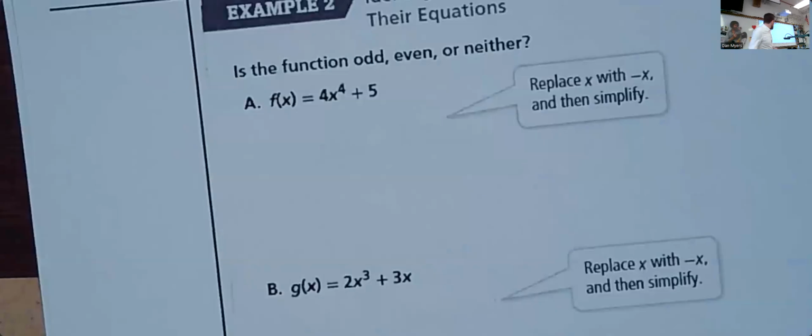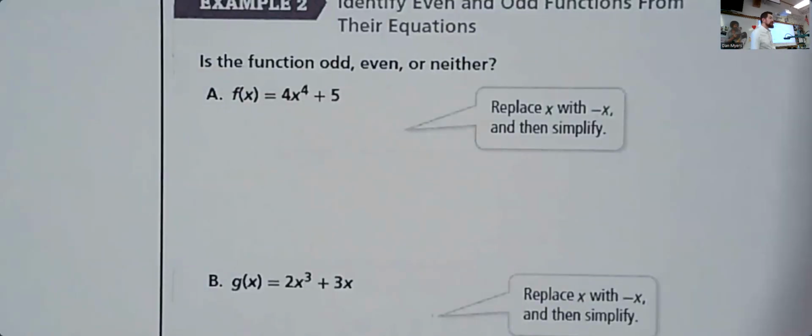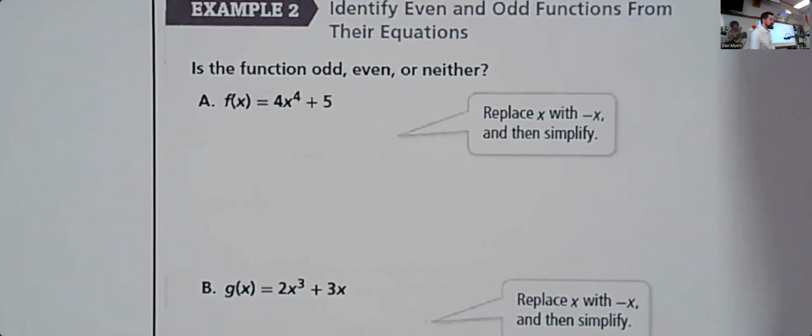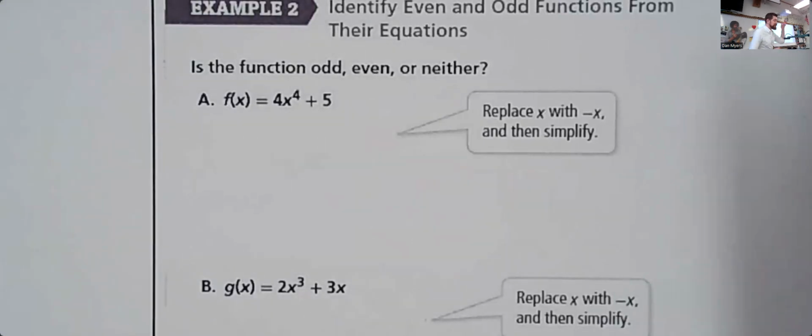Now, what happens if we don't have a visual? How could we figure out if we have an even or an odd function if we are not provided with the graph to look at? We could graph it on our calculator if we wanted to, but there's also a way to do it using some algebra. What we're going to do is replace x with the opposite of x. Replace x with the opposite of x and then simplify. So let's see what happens when we do that.